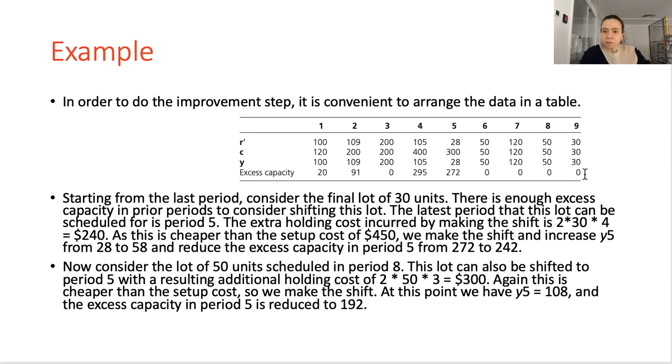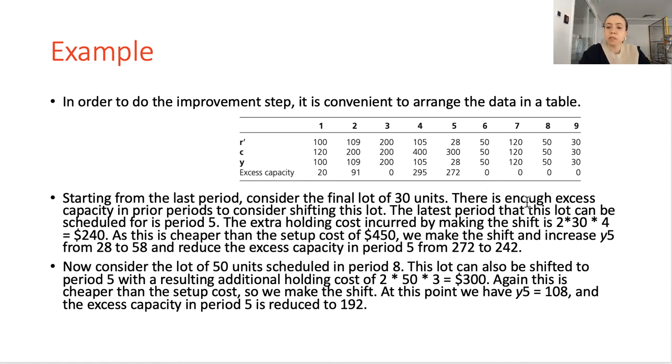When I check the previous periods, I see that there are no excess capacities in these periods. So I can shift this lot to the fifth period because there is an excess capacity in the fifth period. Now, if I shift this lot 4 periods earlier, then I will have an inventory holding cost of 30 units multiplied by 4 periods multiplied by $2, which is $240. And as I mentioned, the setup cost is $450. So this holding cost is less than the setup cost, so I decided that it would be better to shift this lot to the fifth period.